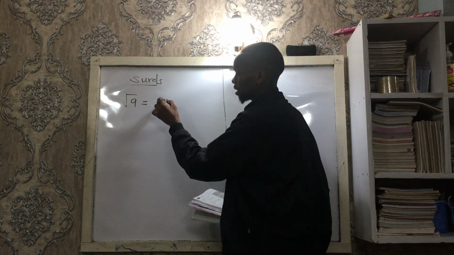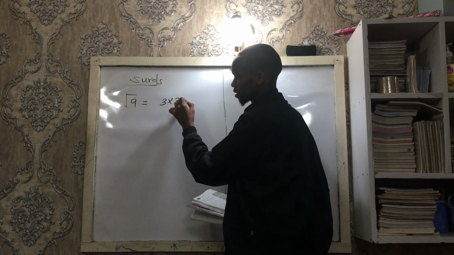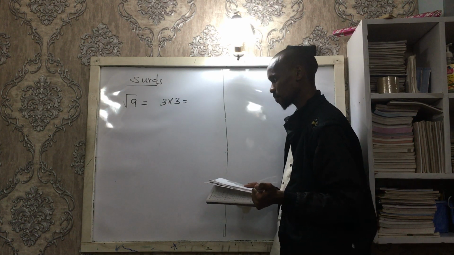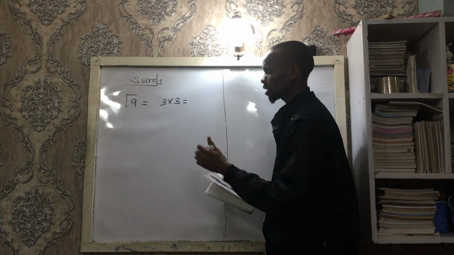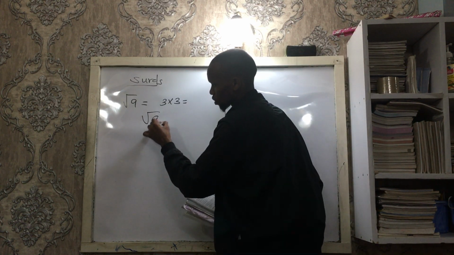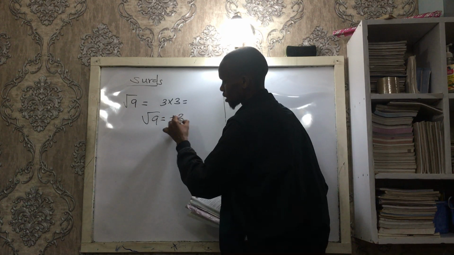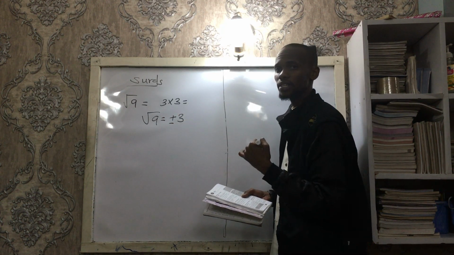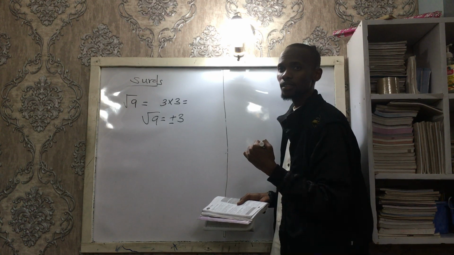So root 9 is 3 times 3, right? Yeah. I can represent it as 3 times 3. That is root 9. So I will say root 9 equals plus or minus 3. Plus 3 or minus 3. What do I mean here?